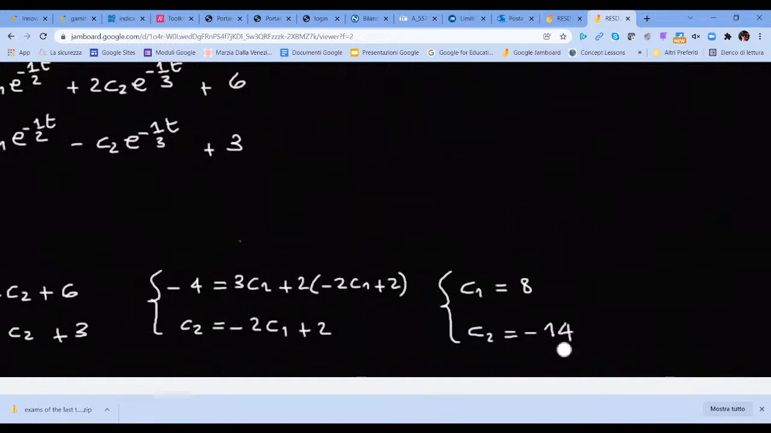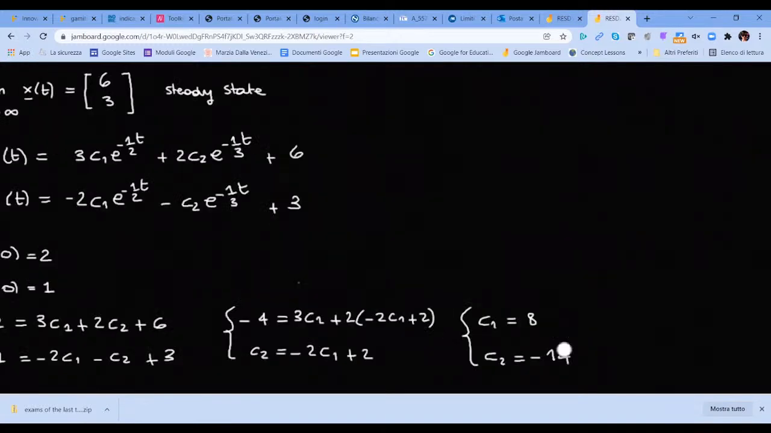And now we have computed the constants given by our particular solution for this equation.